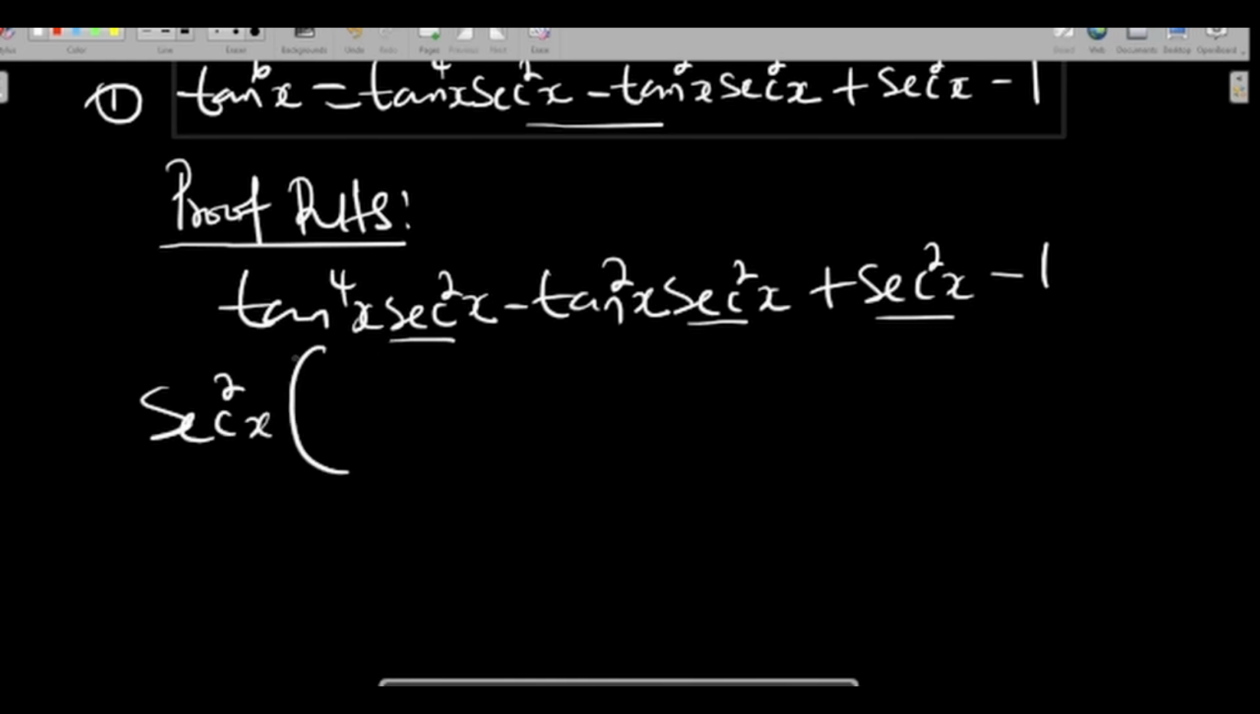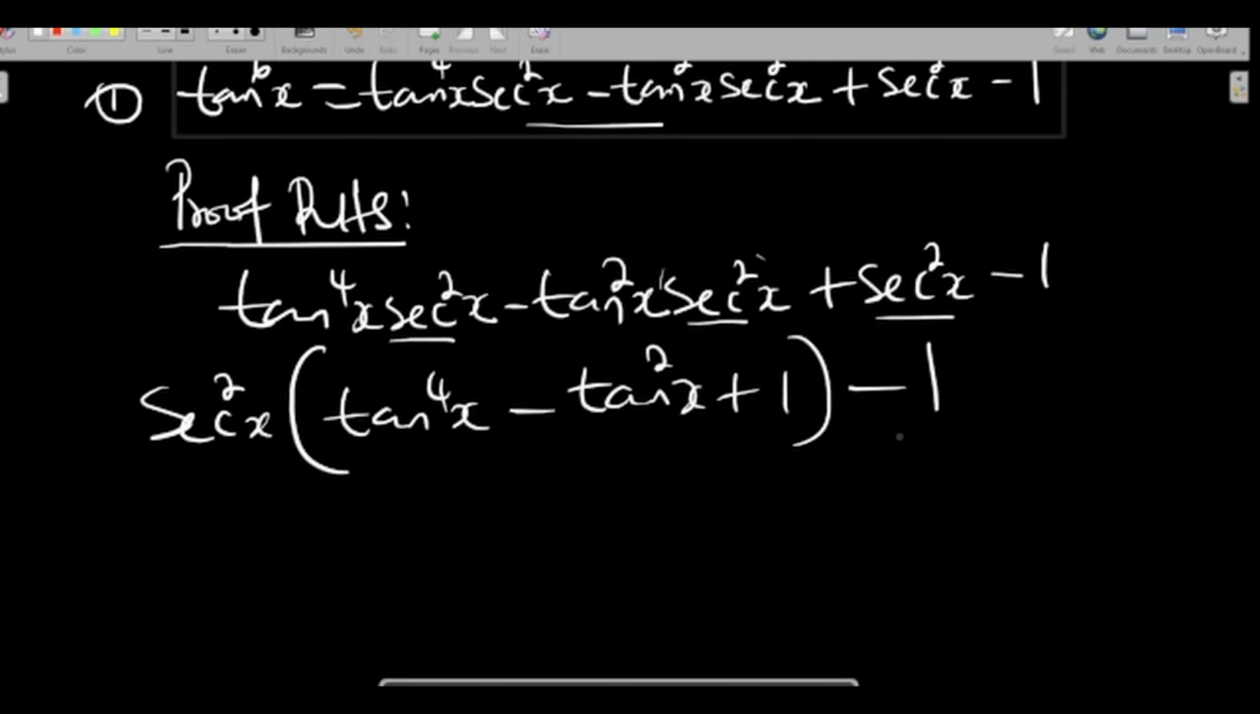If you factor out secant squared x here from the first one, if you remove this term with the secant squared x, what remains? You have tan 4x left minus, if you remove secant squared x from this again, you have tan squared x left. And if you factor out secant squared x from secant squared x, what remains is now a 1. You close the bracket, the negative 1 remains outside.